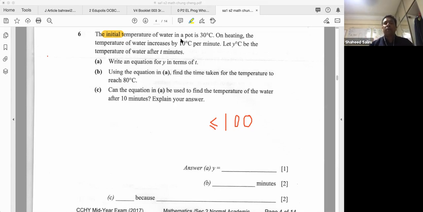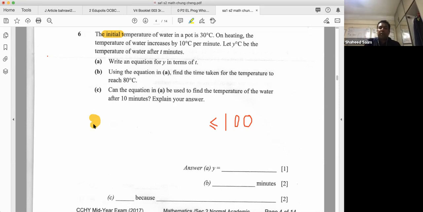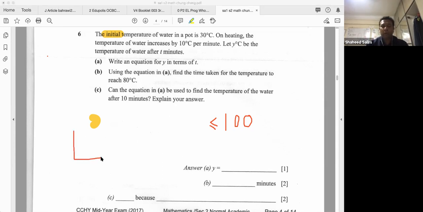So now, basically it's saying the starting is 5 minutes. Okay, so we try. Starting the temperature is 30. So let's say you want to form an equation. Let Y be the temperature of water after T minutes. So now you have boiling water down here. They want you to form a formula. This formula shows you the temperature of the water after boiling.